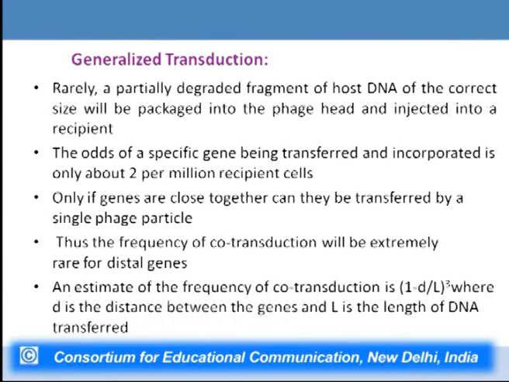An estimate of the frequency of co-transduction can be made using this formula, 1 minus d divided by L, whole cube, wherein d is the distance between the genes and L is the length of DNA transferred. So, if we know the length of the DNA which is getting transferred, and if we are able to find out the frequency of co-transduction, we can easily calculate the distance between the two genes on the DNA fragment which is getting transferred by the transducing particle.